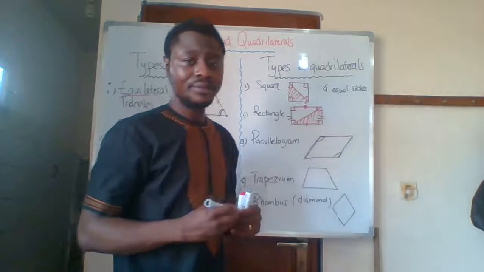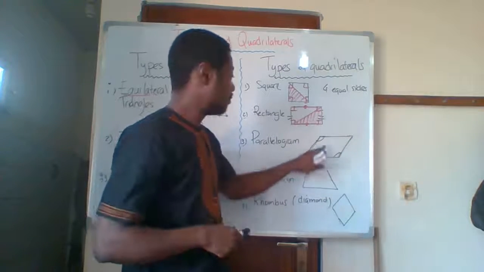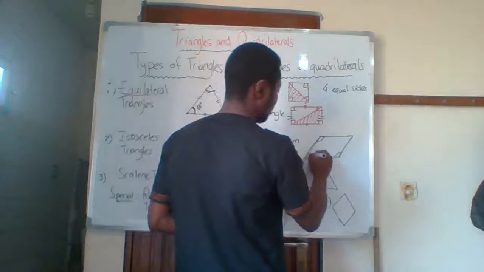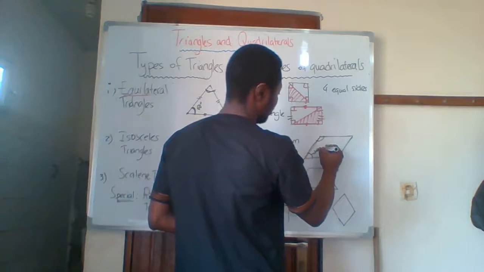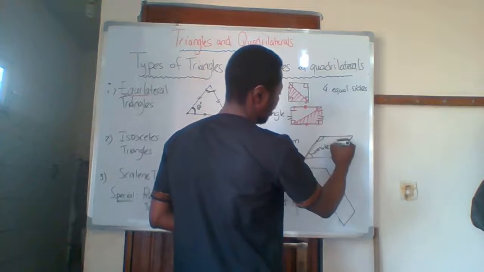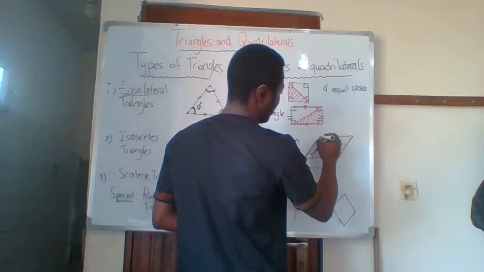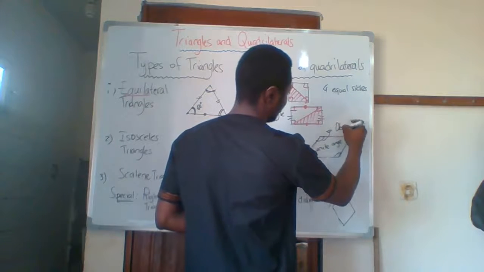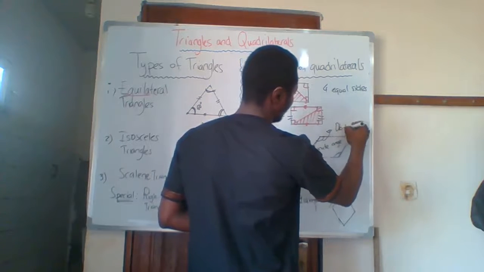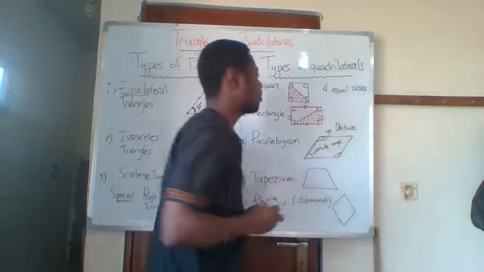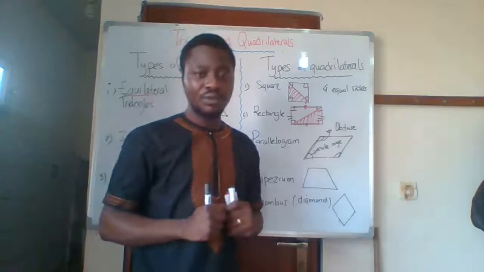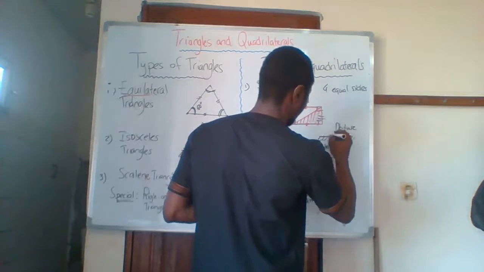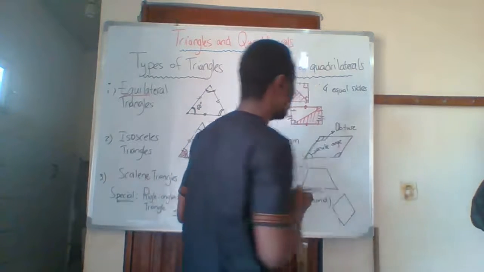You have acute angles and obtuse angles. So this is an acute angle, and this is an obtuse angle. So you have obtuse angles. Let me put my arrow for the obtuse angle.